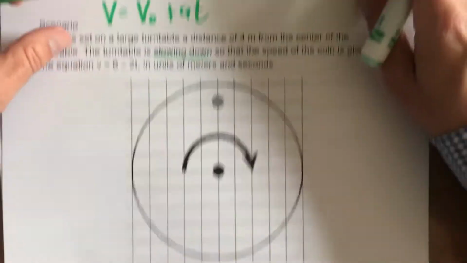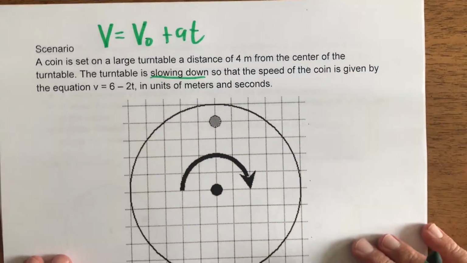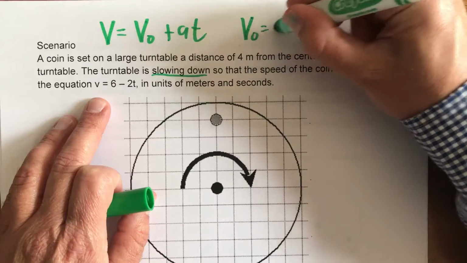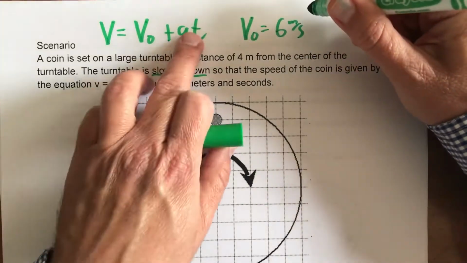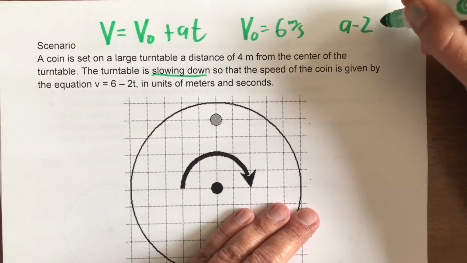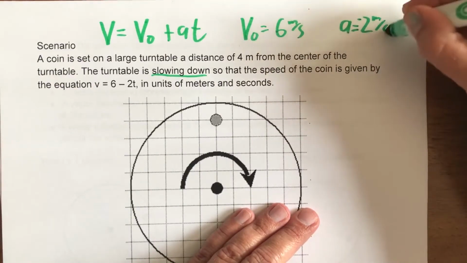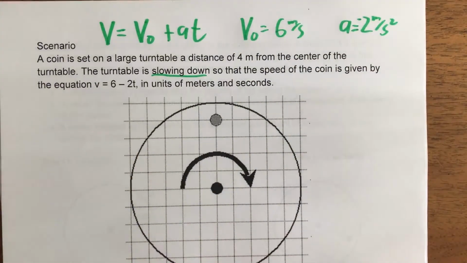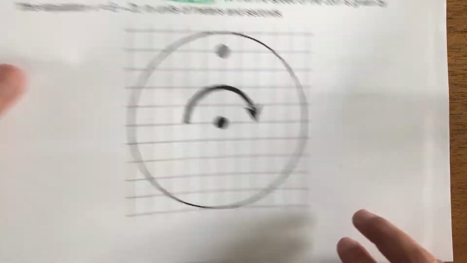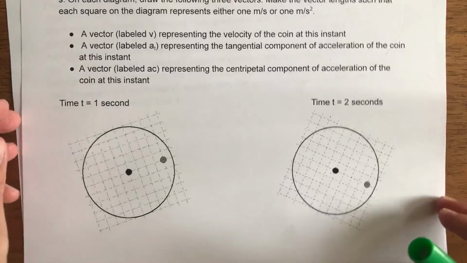So, sorry, that's not on there. If that is our equation right here, then we can see that our initial velocity is 6 meters per second and that our acceleration here is negative 2 meters per second squared. So those two bits of information are given to us here. So let's look at the next pictures that they have for us here.